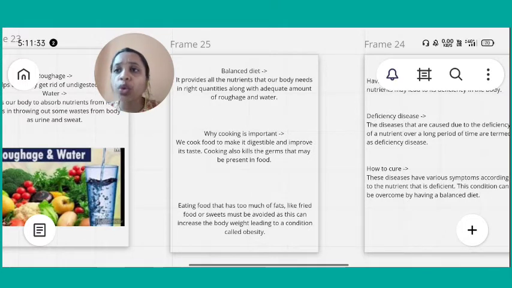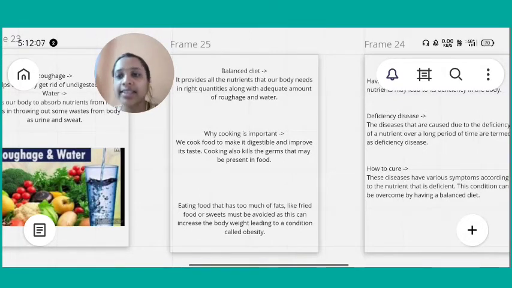Do you ever think about this? Why does Mama cook food in the morning and in the evening? Why don't they give you raw food material? Why do they cook it? The reason is that we cook food to make it digestible and tasty. Cooking also kills germs that may be present in food. If we eat germs, then we get ill, so it's very important to kill those germs.